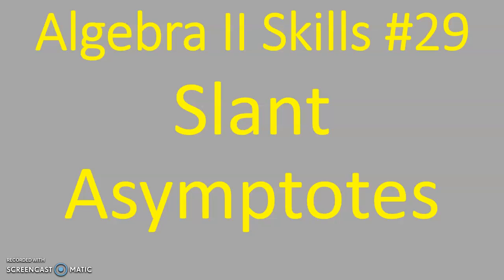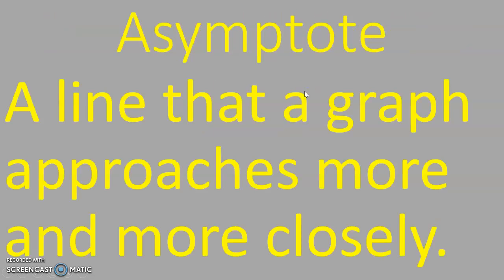Okay, Algebra 2 skills number 29, slant asymptotes. Again, we'll remind you that an asymptote is a line that a graph approaches more and more closely. It may cross it, it may not. Just depends on the situation.